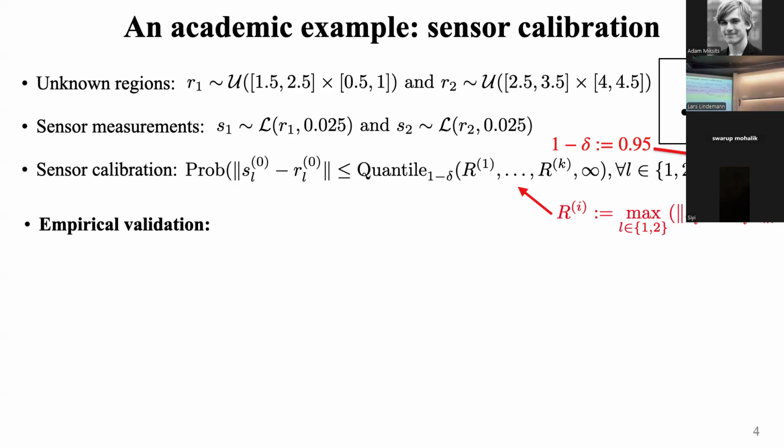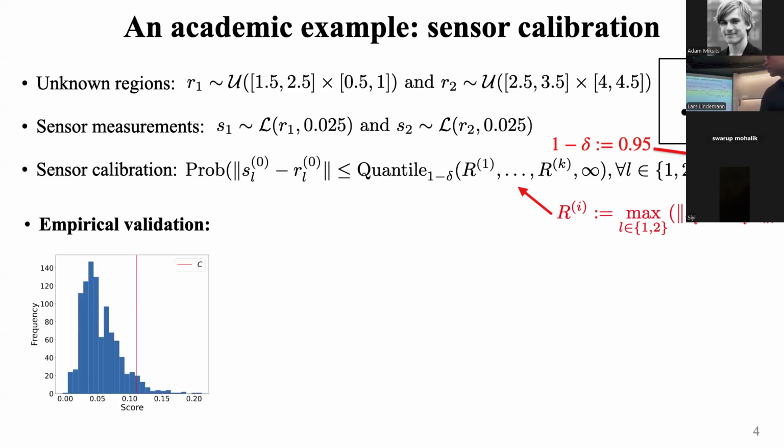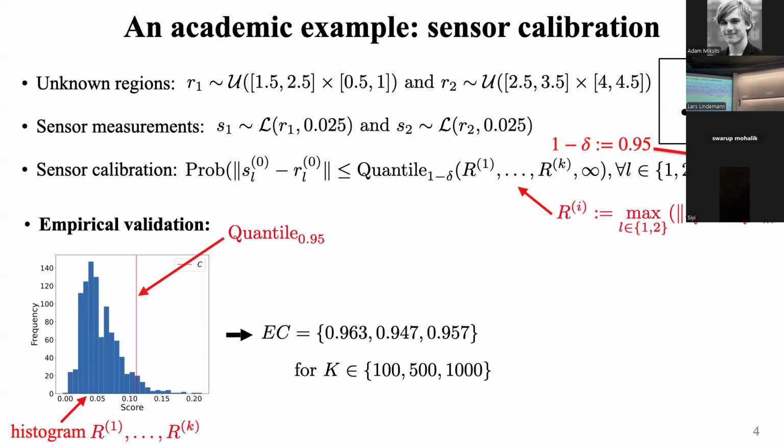Now, we empirically validated this. We ran a couple of experiments, and in this case we plot the histogram for one of these experiments, and we compute the 1 minus delta quantile. That is shown over here. Over these experiments, we then computed this empirical coverage. And we saw that for different values of K, of calibration data, the coverage was centered around 95%, exactly what we wanted.